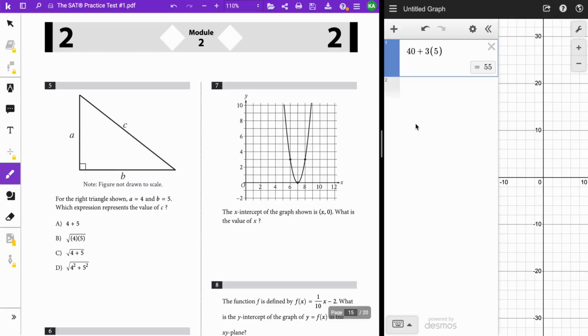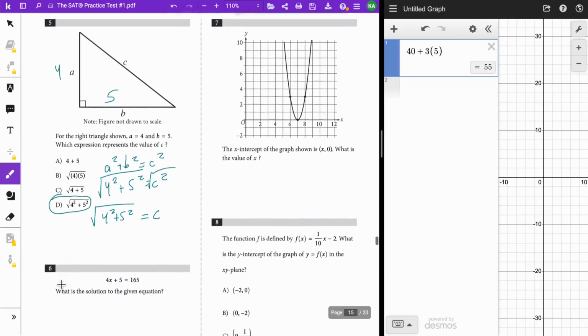This next question is a right triangle, so we can use the Pythagorean theorem. It asks which expression represents the value of C. A is 4, B is 5, and we write those in. A squared plus B squared equals C squared, so 4 squared plus 5 squared equals C squared. To solve for C, we square root both sides, and we don't even have to work these out, because the square root of C squared gives C equals the square root of 4 squared plus 5 squared. Notice that is an answer, so we get D.